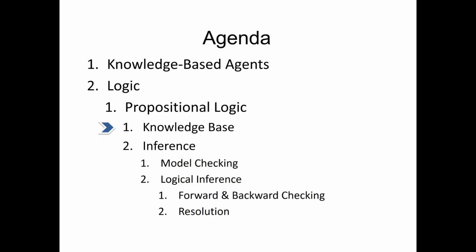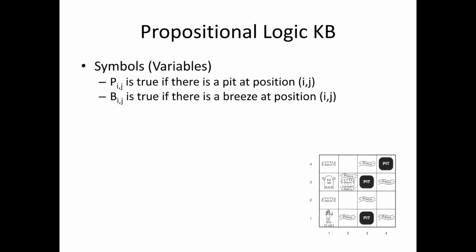So let's first look at the knowledge base using propositional logic. Let's consider the Wumpus world example again. First, we have to decide what the symbols are going to be. We can have symbols like whether there's a pit, whether there's a breeze, whether there's a wumpus, and so on. So let's say Pij is true if there's a pit at position ij. So Pij is a symbol that's either true or false. And similarly, we could do Bij, which is true if there's a breeze at the location and false otherwise. And then we can also do that for wumpus, glitter, gold, stench, and so on. So these are our symbols.